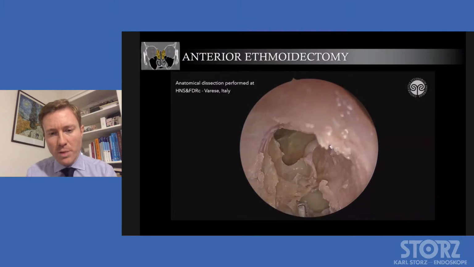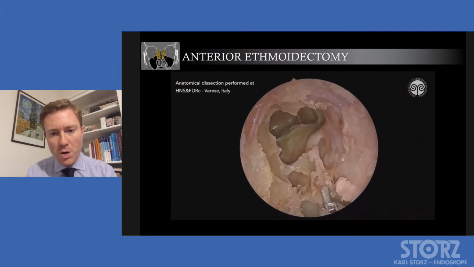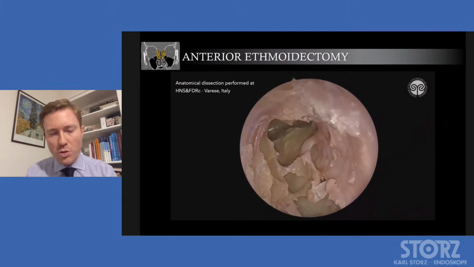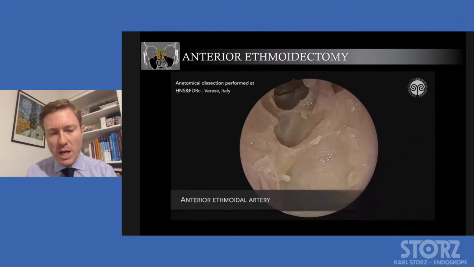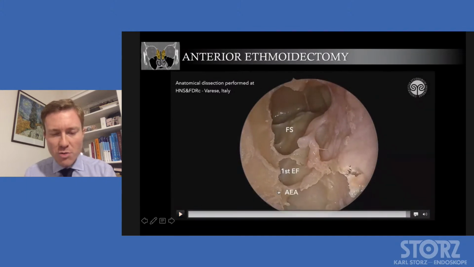We are cleaning completely the cells attached at the level of the roof of the ethmoid in order to expose the roof completely and see the anterior ethmoidal artery. This is the anterior ethmoidal artery. The anterior ethmoidal artery is running from posterior to anterior, from lateral to medial in the right nasal fossa. Just anterior to the anterior ethmoidal artery, we can see the first ethmoidal fovea, and just anterior, the frontal sinus, the posterior wall of the frontal sinus.